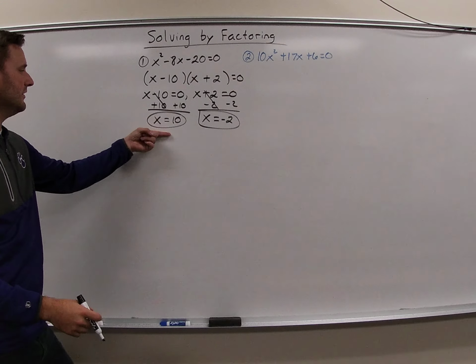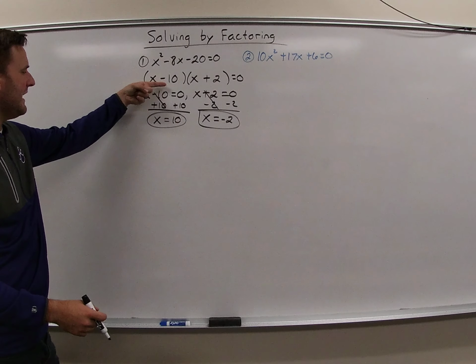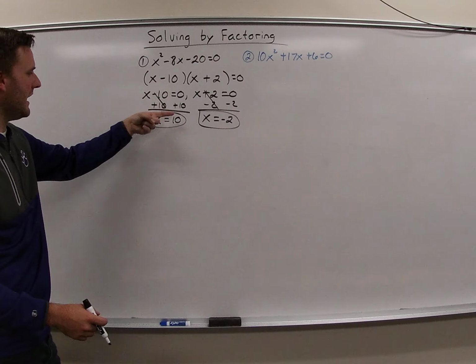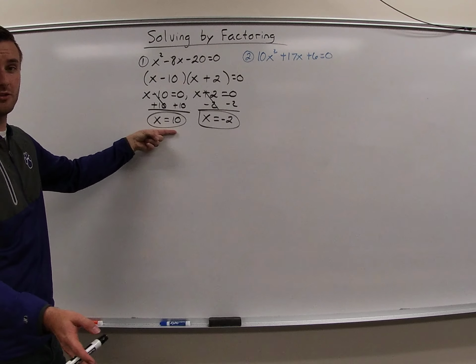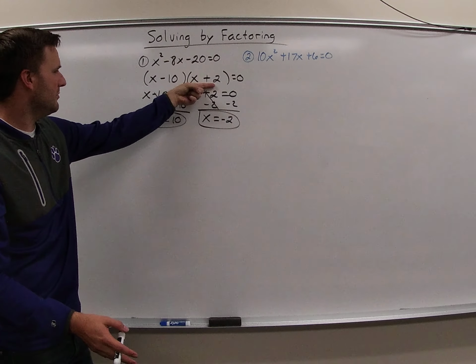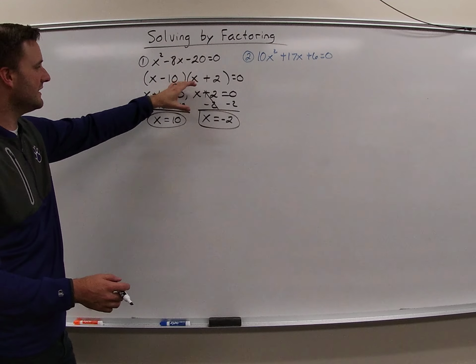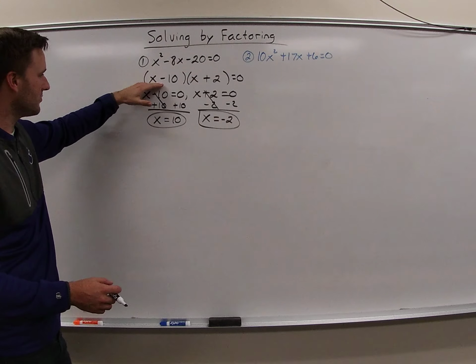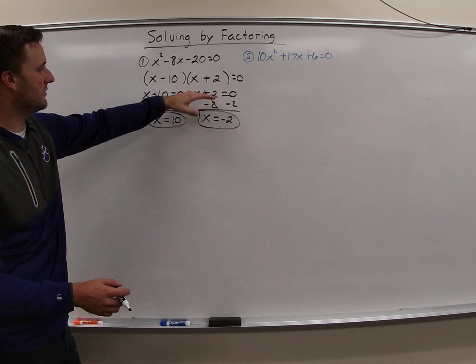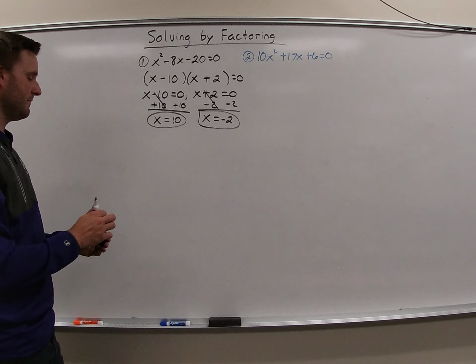Now, some of you may notice that if I had x minus 10, my solution is just its opposite, a positive 10. Yeah, you're absolutely right. If I had x plus 2, my solution is its opposite, x equals a negative 2. If you recognize that, you can skip all of this and just write, oh, x equals 10, x equals negative 2. It's always going to be the opposite.